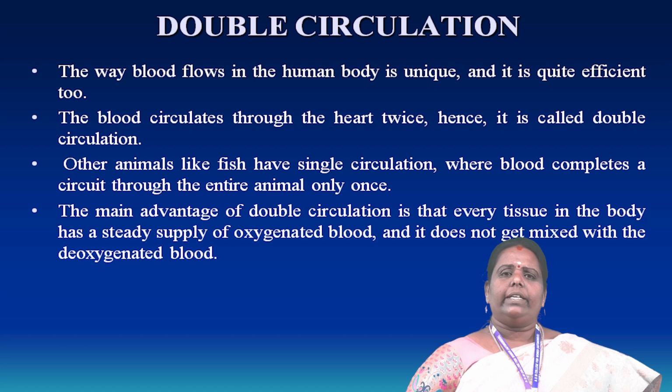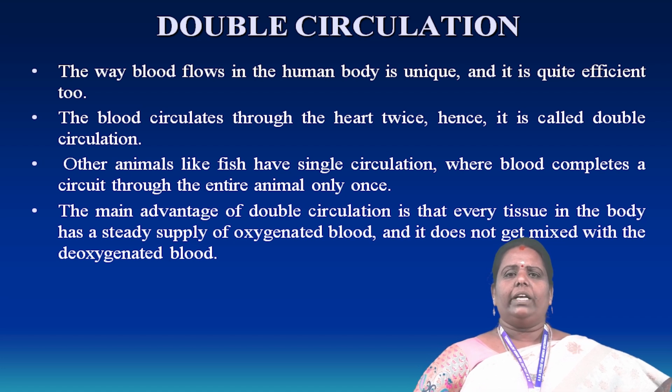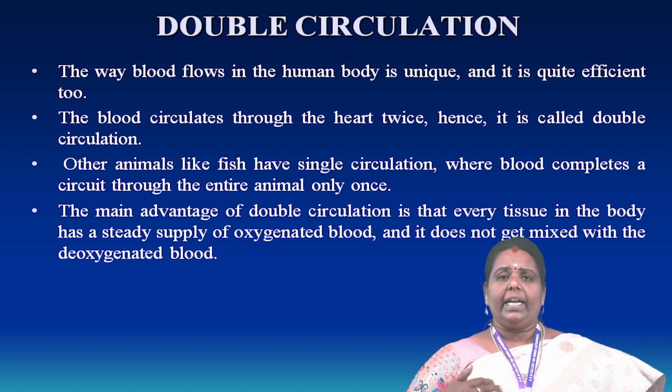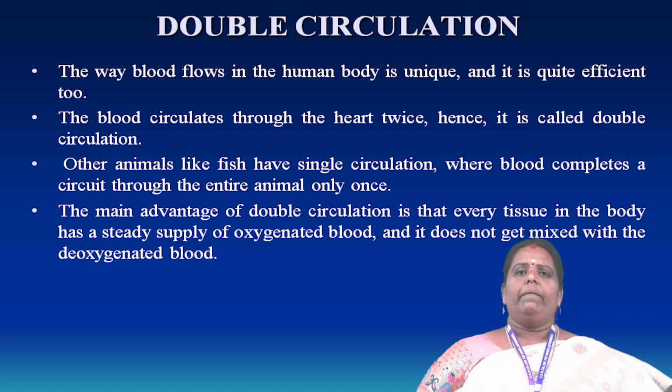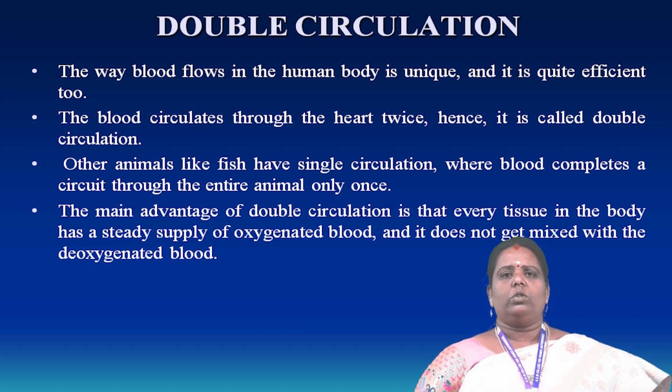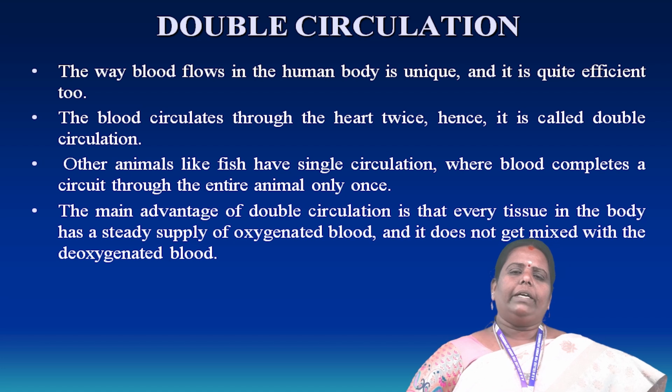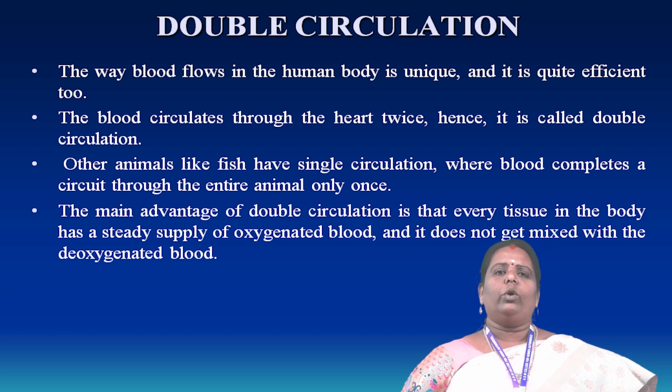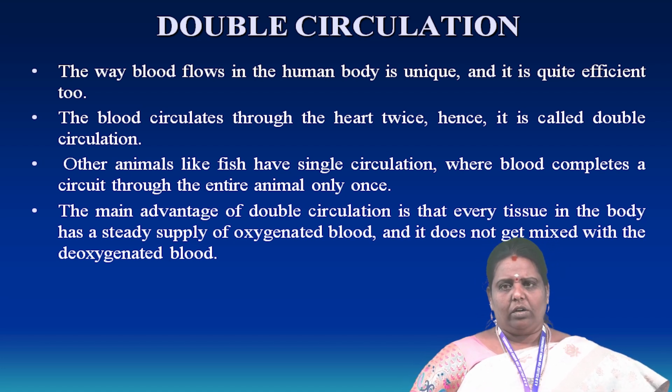How does it go twice? In other animals, like fish, there is single circulation, where the blood completes the circuit through the entire animal only once. Human beings have two times the pumping of the blood.